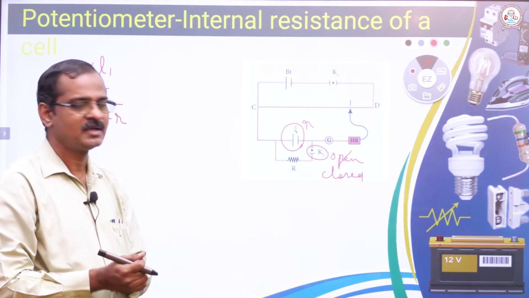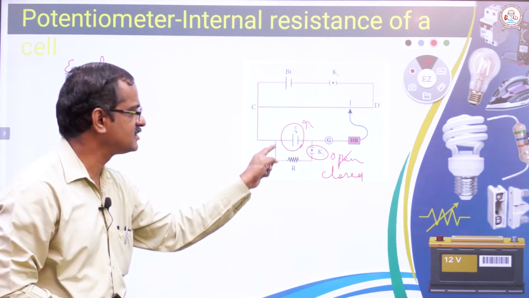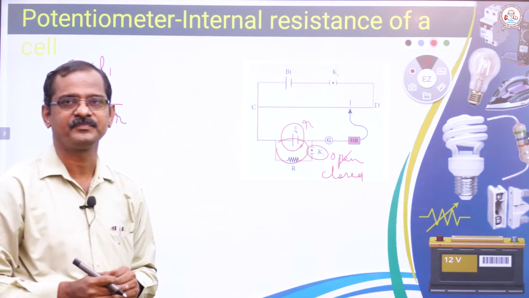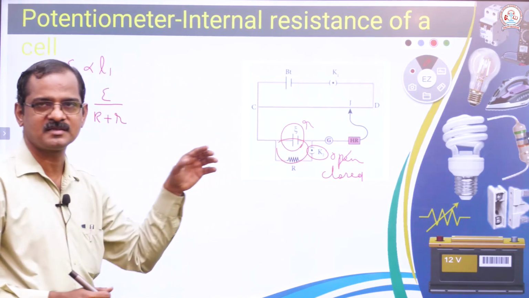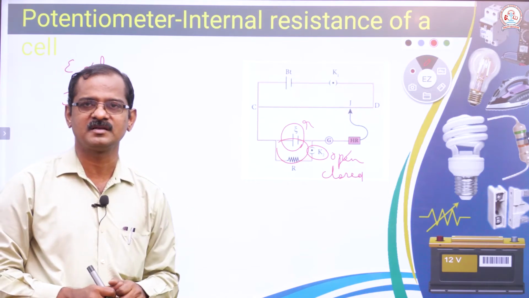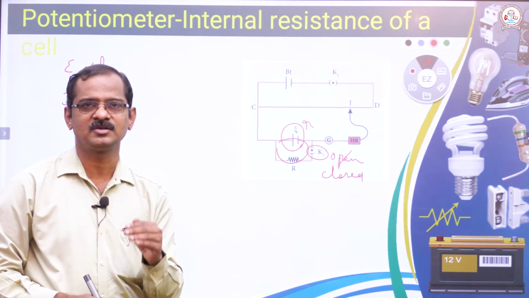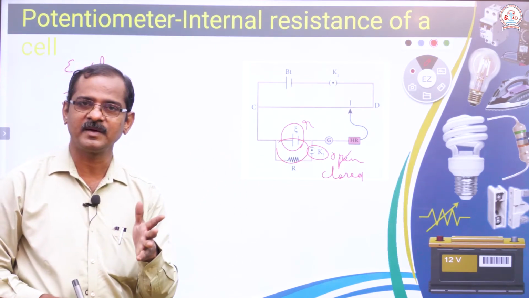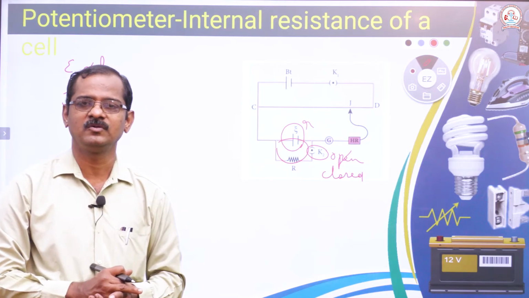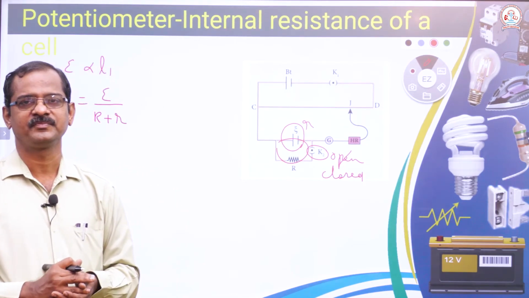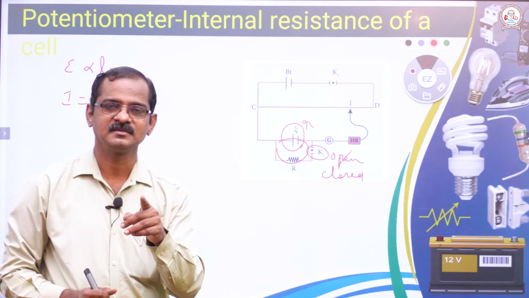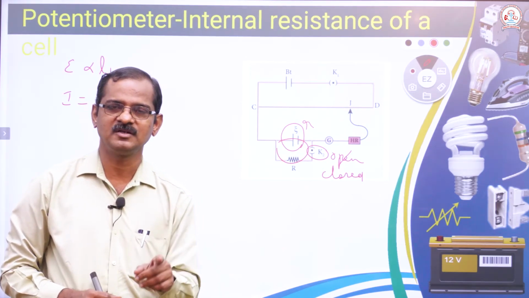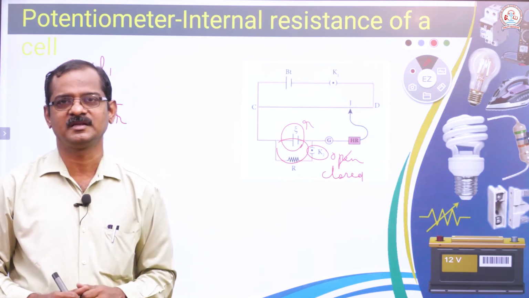These two are in series. They seem to be parallel, but they are in series, not parallel. Therefore, they are added, because for resistors in series, effective resistance R is equal to R1 plus R2 plus R3. For resistors in parallel, 1 by Rp equals 1 by R1 plus 1 by R2 plus 1 by R3. Whereas for capacitors, it is just opposite.